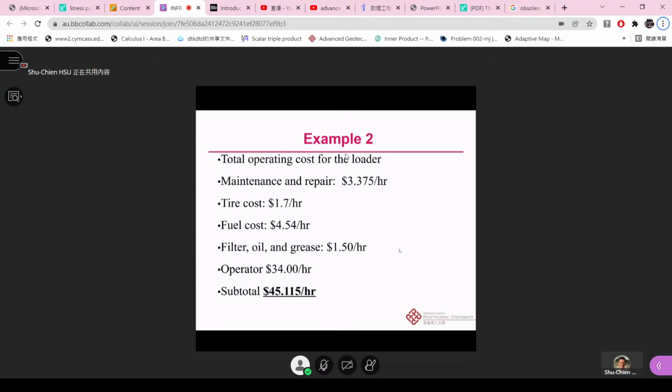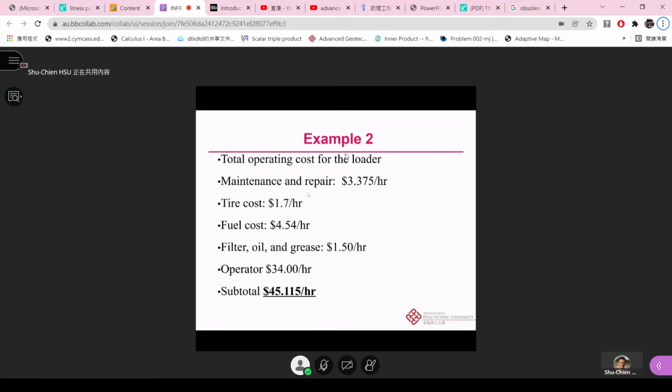All right, it's almost the end. Now you can find the total operating cost for the loader. We have maintenance and repair at 3.375. We have tire cost 1.7, which already considered repair. And also the fuel cost at 4.54, and the filter, oil and grease at 1.5. The operator cost is already given in the question. So the subtotal of them is 45.115. So far so good.